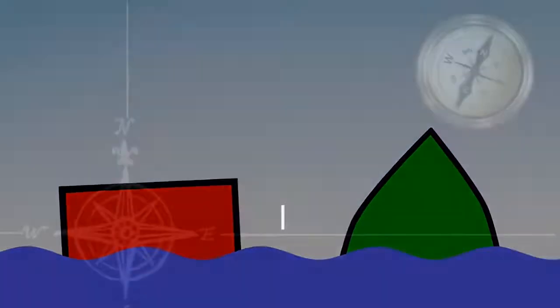Hello and welcome to today's video, where we're going to be looking at port and starboard lateral marks. I'm going to cover the marks in both buoyage regions A and B.